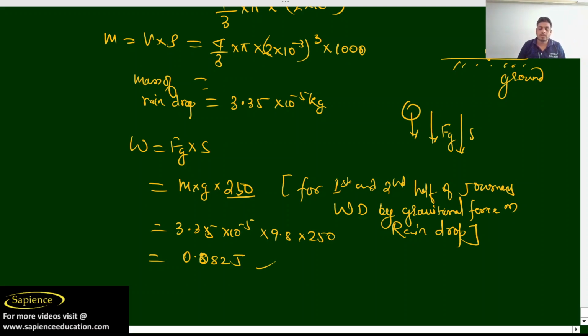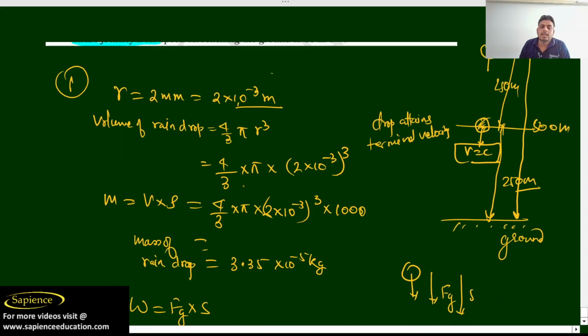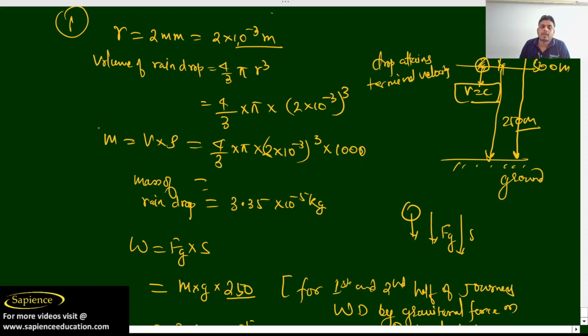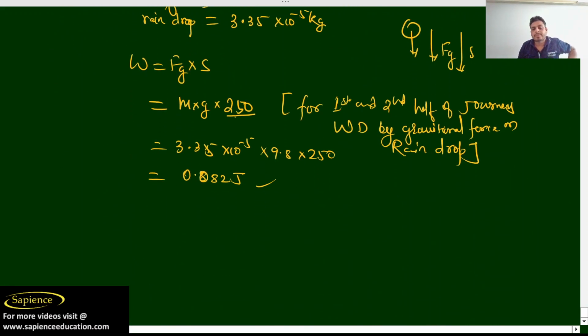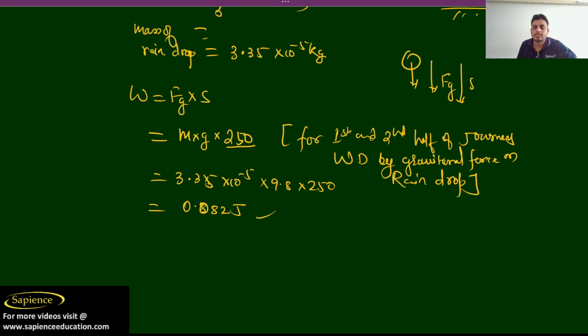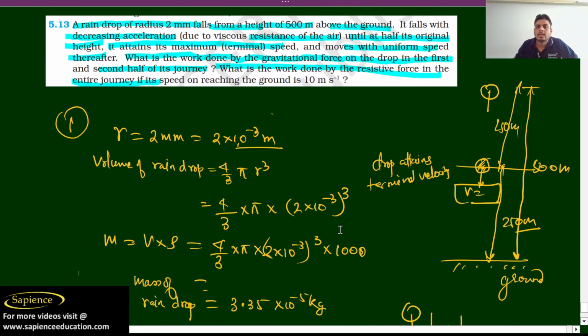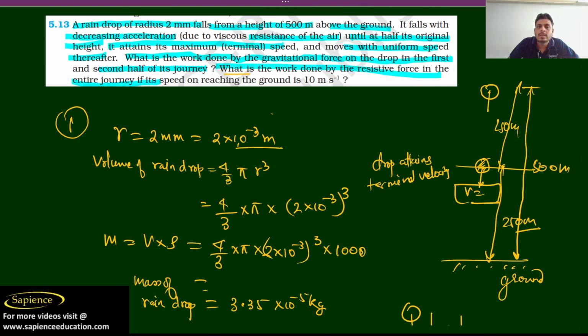So I hope you have understood this section. Now I will try to solve the next section. In the next section, they are asking what is the work done by the resistive force in the entire journey, if its speed on reaching the ground is given.